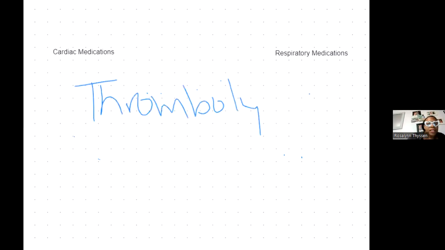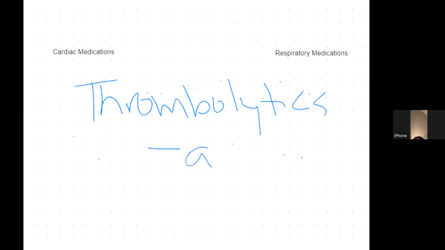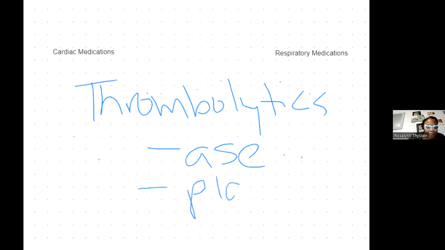What is the suffix for thrombolytics? Place or ase, like streptokinase, alteplase. That's the ase. If somebody's getting a thrombolytic, they have a blood clot right now. Same side effect though. What's the major side effect? Bleeding. Make sense?